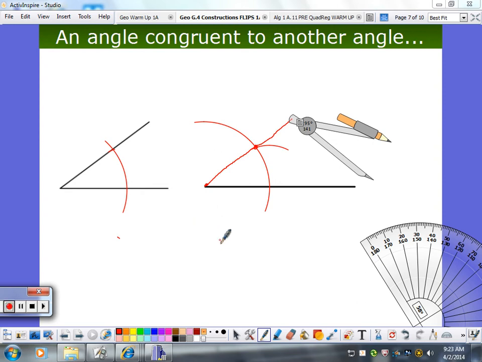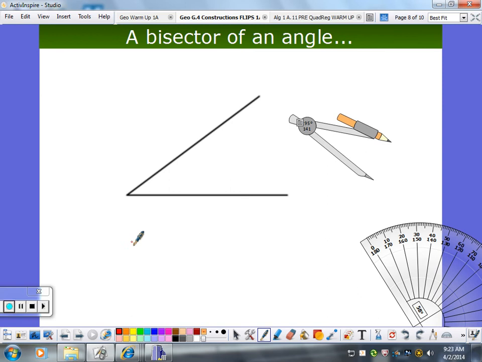All right, what page are we on? We are on page 7. We are now going to bisect an angle. Awesome. All right, here's my angle. What does that mean, to bisect an angle? What does that mean? Yeah, I'm going to have like a line in between, and it's going to be 2 congruent pieces in there.